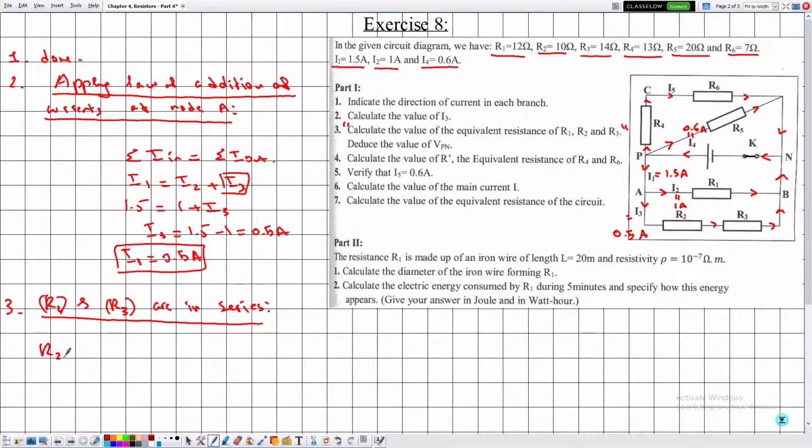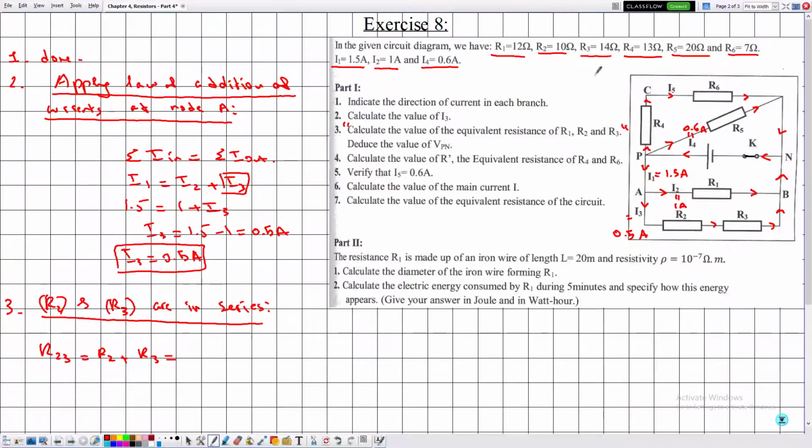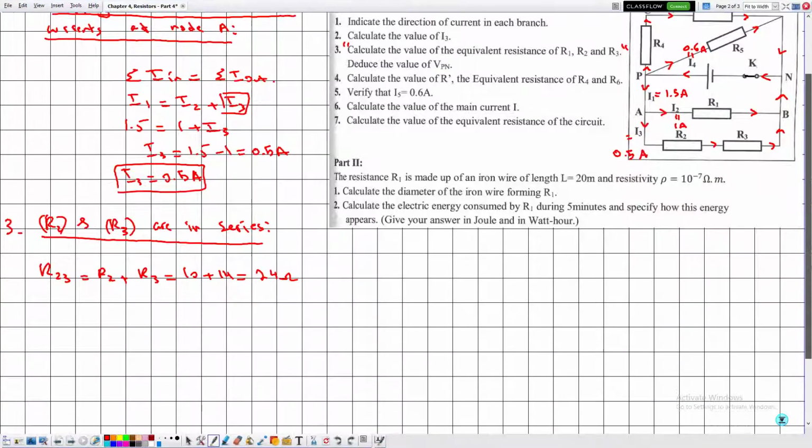Then R23 is equal to R2 plus R3. The value of R2 is given by 10 and the value of R3 is given by 14, which is equal to 24 ohms. Now, although we can calculate them with R1, it's more convenient to redraw the circuit again, although the drawing of the circuit will be difficult for me. So now what I will do is the following. Okay, let me draw it again.